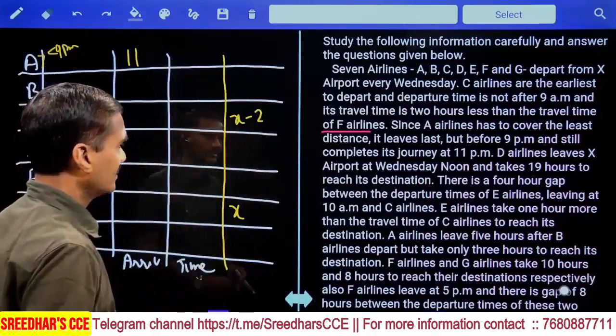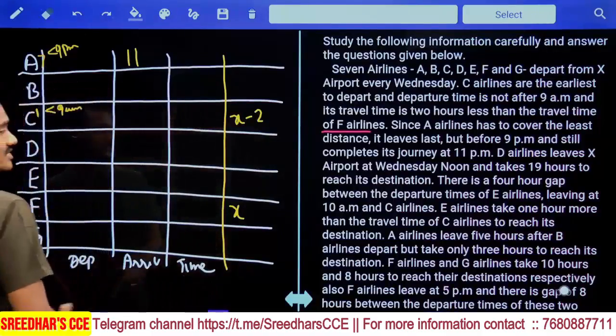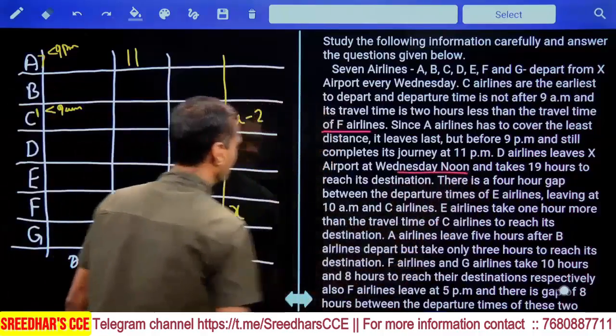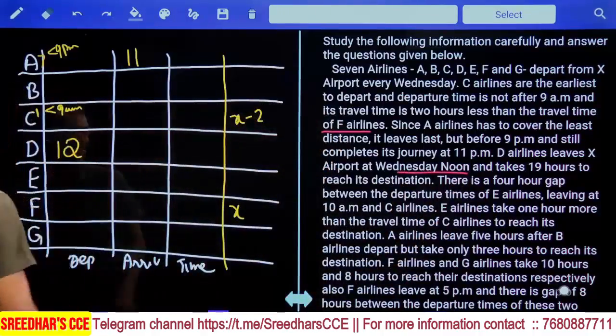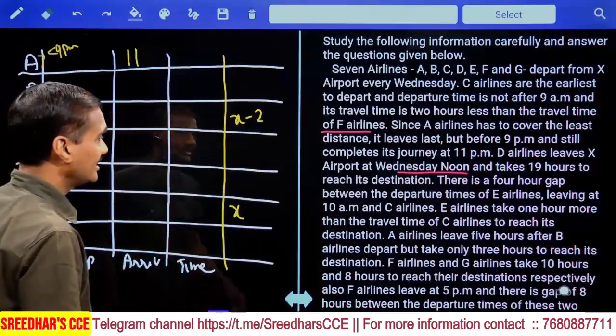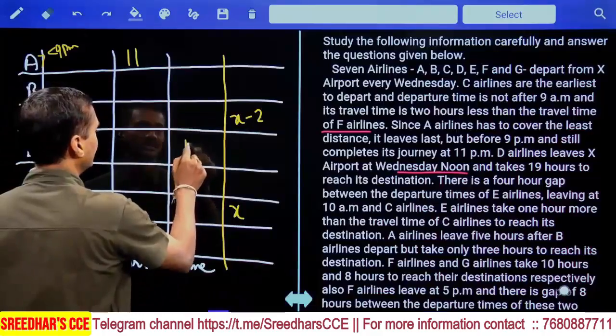11 p.m. And D airlines leaves X airport on Wednesday noon. Wednesday noon means at what time? Wednesday noon, exactly 12 o'clock. Now this D at 12 noon takes 19 hours to reach the destination. How much time is it taking? It is taking 19 hours.